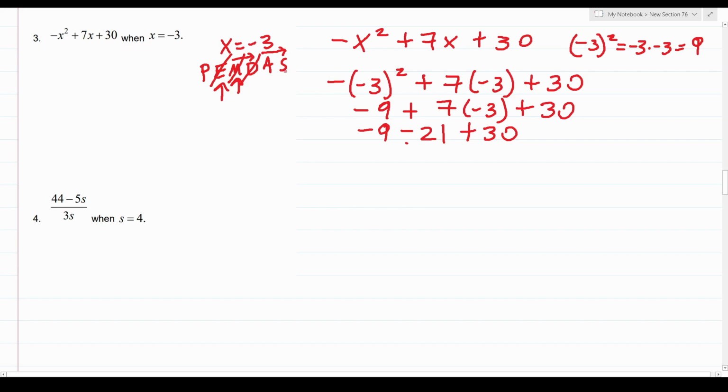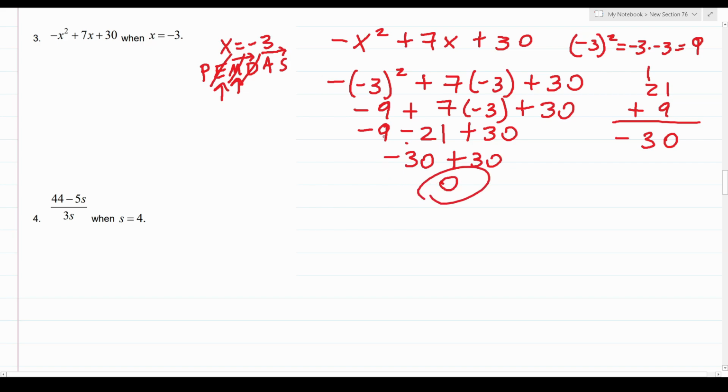And again, we work out addition and subtraction as they appear in our expression from left to right. So I'm going to go ahead and take care of this -9 minus 21, and then we'll take care of this plus 30 here. All right, so -9 minus 21. That's the same as 21 plus 9, albeit with a negative result. 9 plus 1 is 10, carry a 1. 2 plus 1 is 3. So -9 minus 21 is -30 plus 30. -30 plus 30 is 0. All right, so the answer to this one is 0.